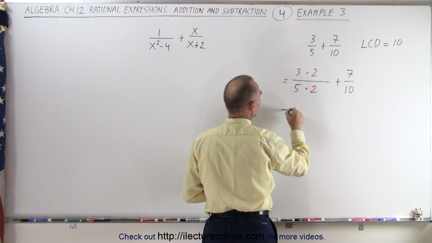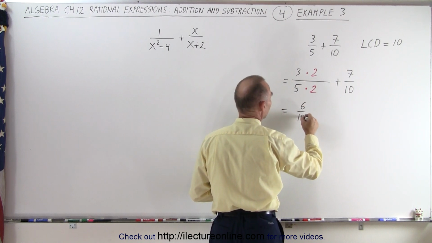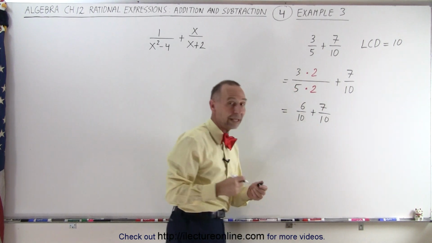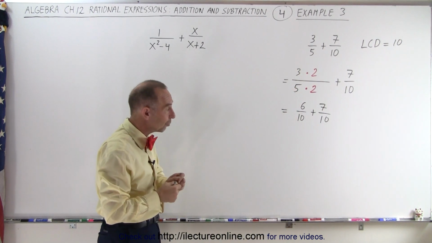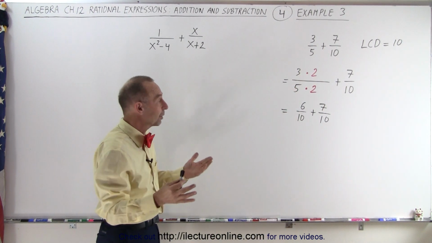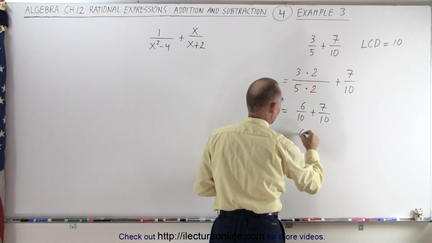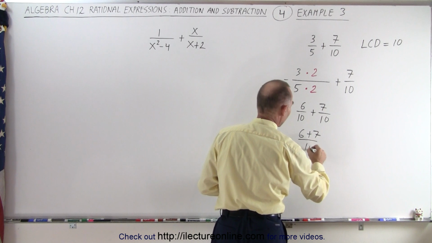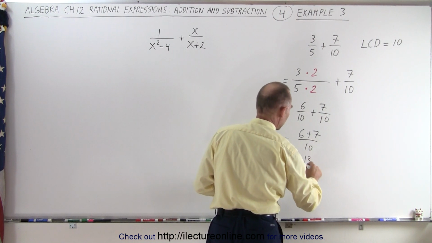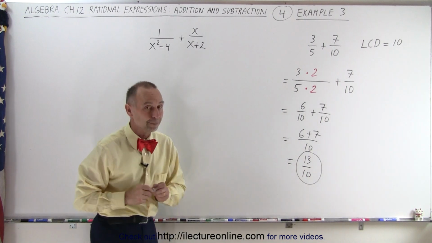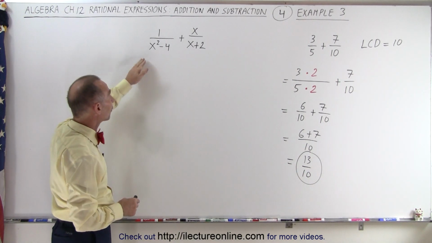Now, simplifying that, this is equal to 6 over 10 plus 7 over 10. And now we've transformed them into fractions where the denominators are the same, so we can write it over a single common denominator. This can be written as 6 plus 7 over 10, or 13 over 10, which is, of course, the final simplified result. Now let's apply the same thing over here.